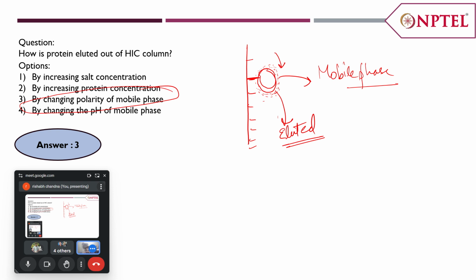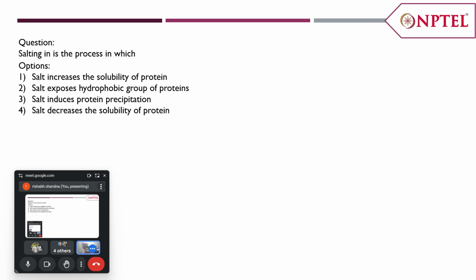Anybody has any doubt in this question? So if not, then we'll move on to the next question. Salting in is the process in which salt helps in increasing the solubility of protein. Salt exposes hydrophobic groups of proteins. Salt induces protein precipitation, or salt decreases the solubility of the protein. What can be the correct answer?